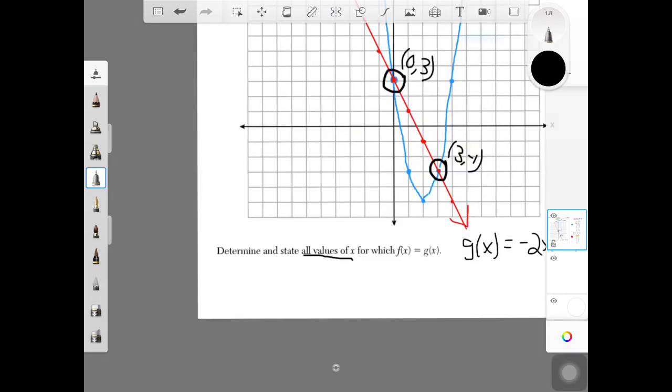It says that I have to find all of the values of x that would satisfy the equation f of x equals g of x, and that is another way of saying that I need to list the x values of both solutions as my answer.